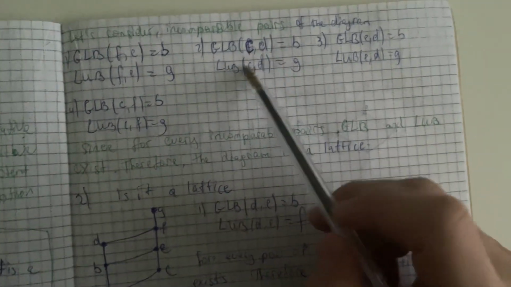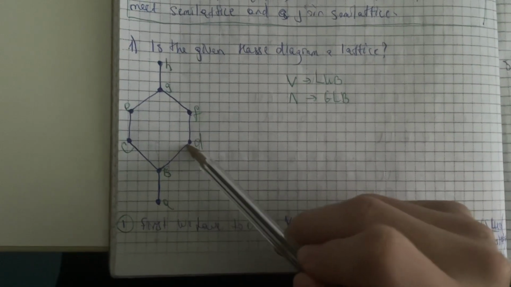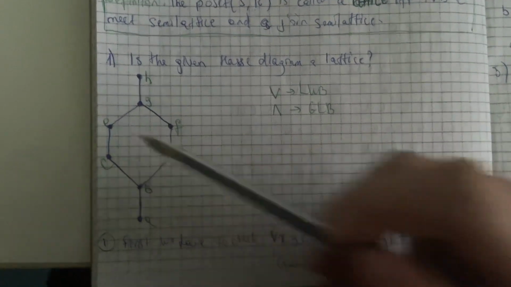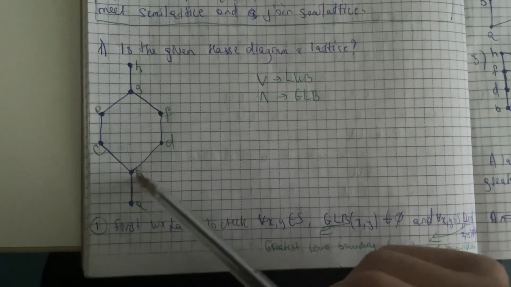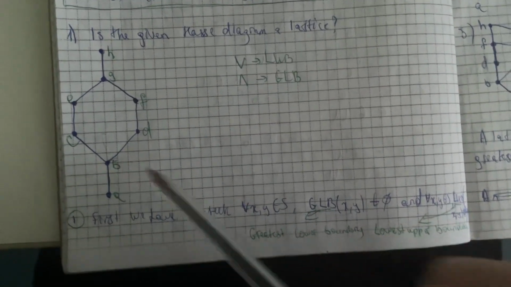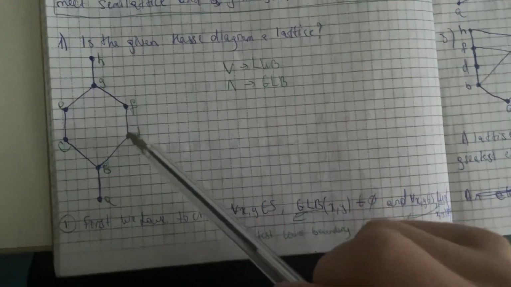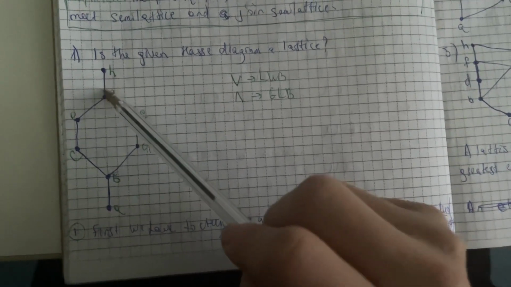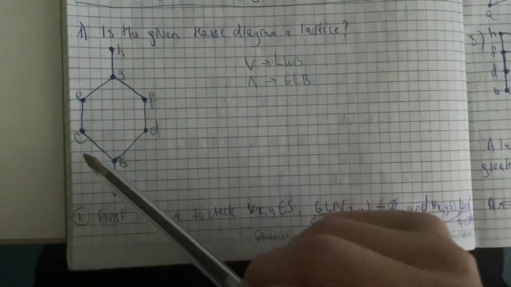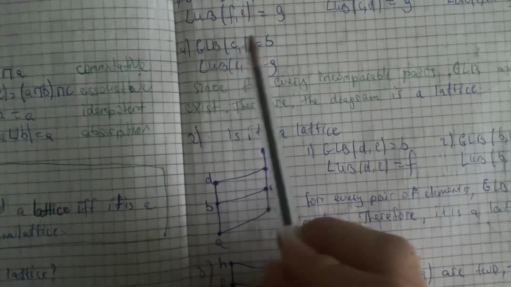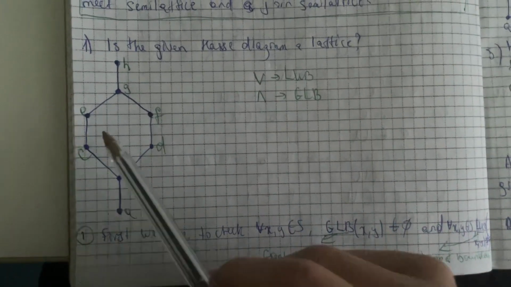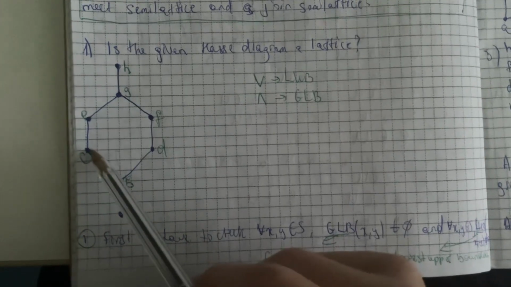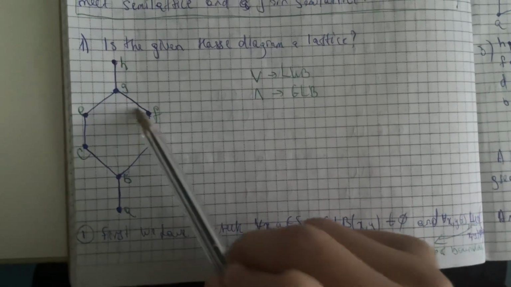Here we can see another pair, E and Z. They are also incomparable, and the greatest lower bound of E and Z, where they match, is B, and the lowest upper bound, where they match in the upper part, is G. Another pair is C and F. They are also incomparable, and again the greatest lower bound of C and F is B, and the lowest upper bound is G.